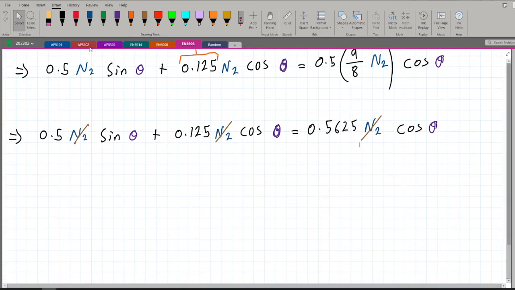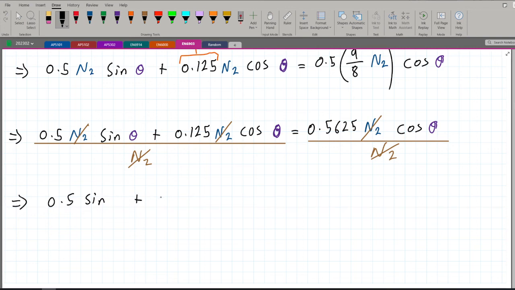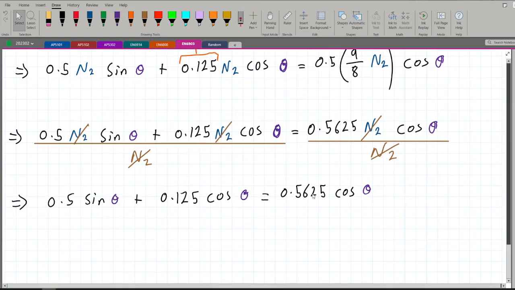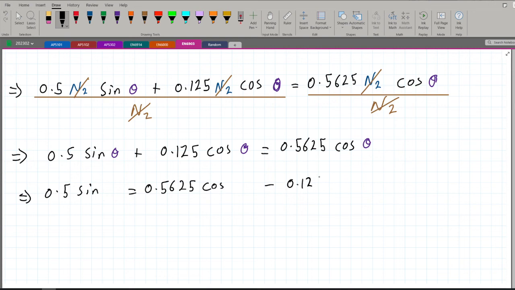All right, the way you will notice this is if you're dividing by N2 left and right, you will notice that these all cancel out. Now, what will we be remaining with? 0.5 sine theta plus 0.125 cosine theta is equal to 0.5625 cosine theta. Okay, this is what we will be remaining with now. So now we have an equation with only theta in it. Let us group the cosines together. So we're going to have 0.5 sine theta is equal to, we're just taking this cosine to the other side, 0.5625 cosine theta minus 0.125 cosine theta.